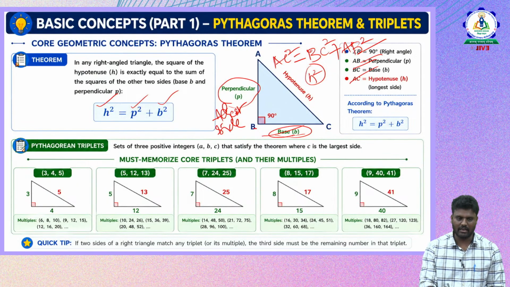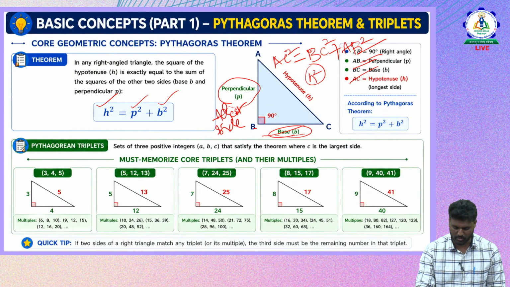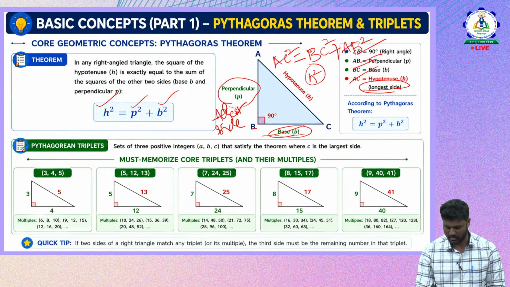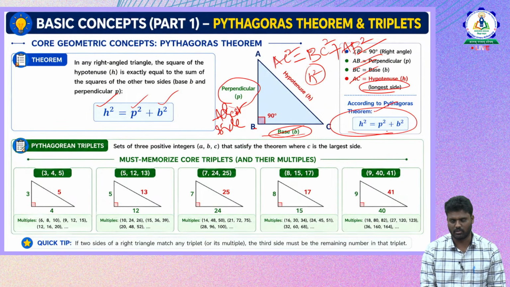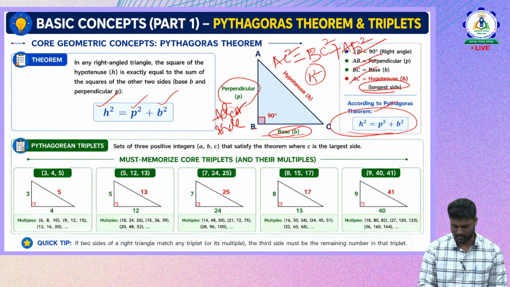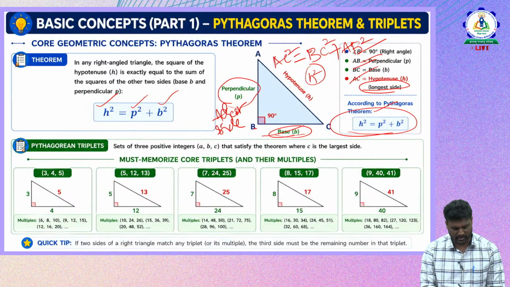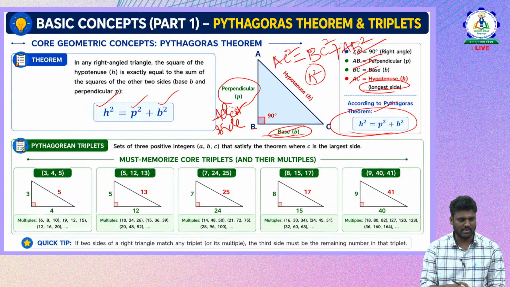In a right angle triangle, whenever you see the Pythagoras theorem, the hypotenuse is the longest side, and the other two sides are smaller than the hypotenuse. According to the Pythagoras theorem, the formula can be written as H square equals P square plus B square.